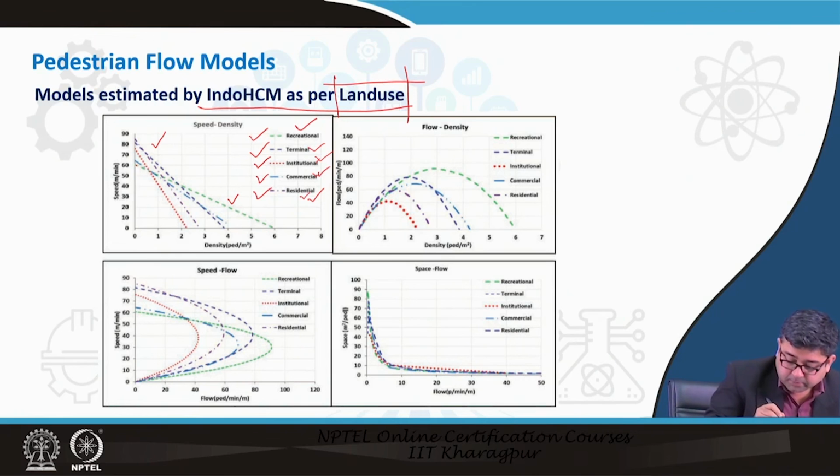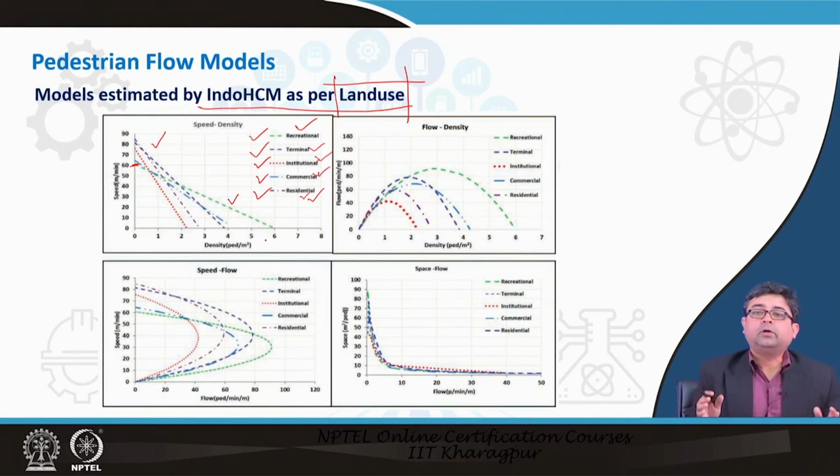For the recreational model, you see the slope is very gentle and the free flow speed is much less than for the others. That means that people usually want to walk very leisurely, very slowly along footpaths that are closer to or abutting recreational facilities, whereas if there are other land uses, they usually walk faster than that. That is the relationship. Similarly, the other relationships are depicted here.